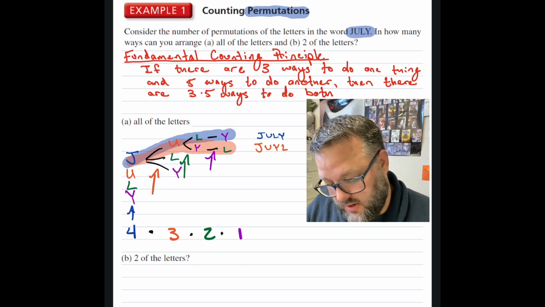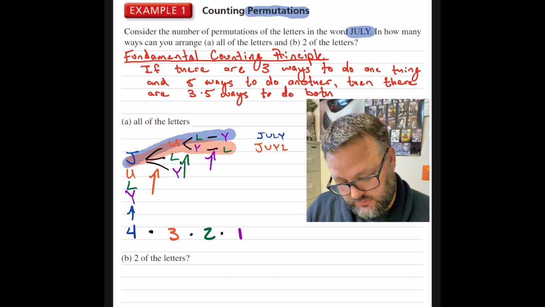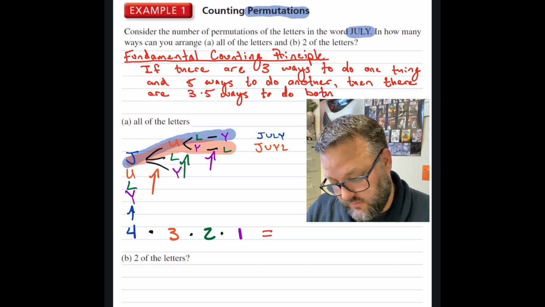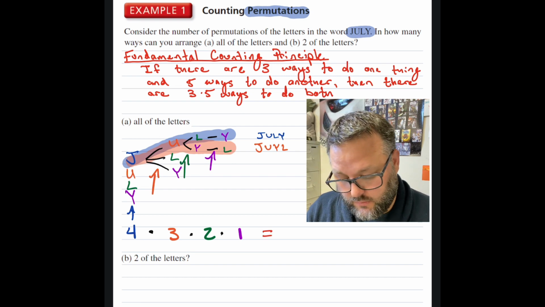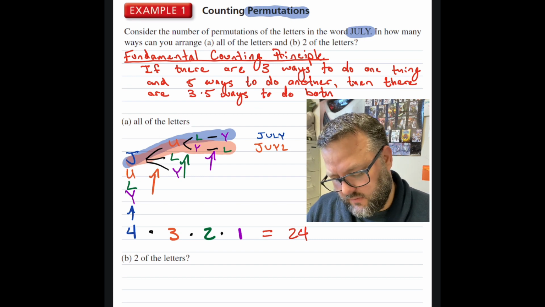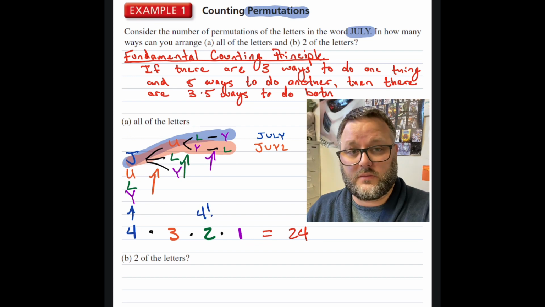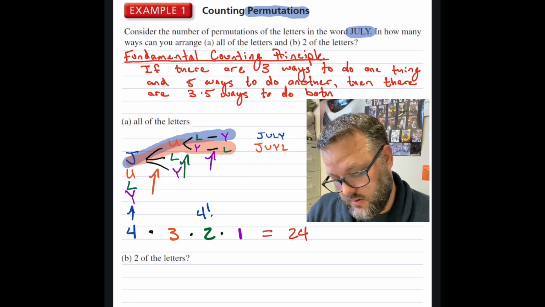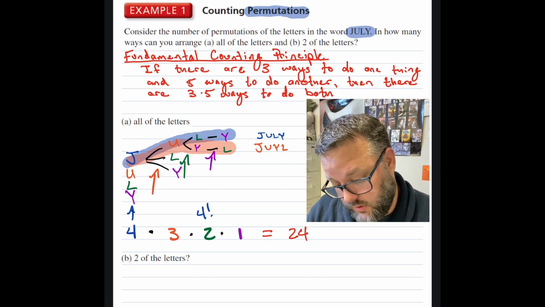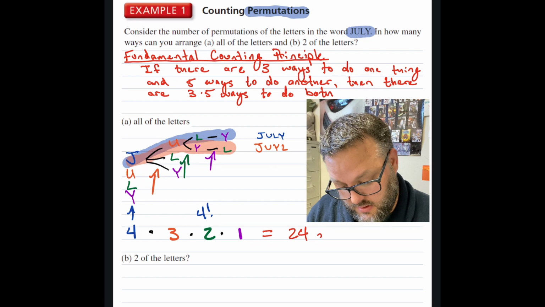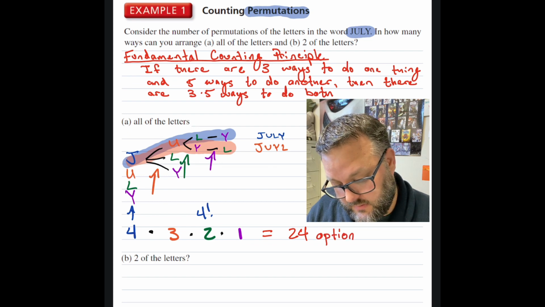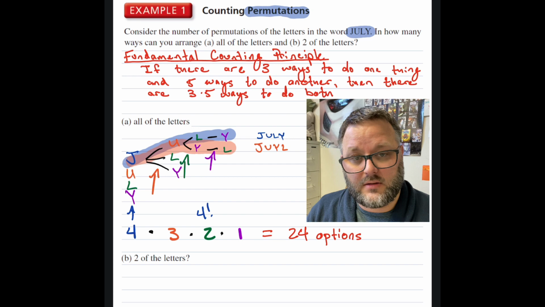So the fundamental counting principle says I take 4 times 3 times 2 times 1 to find my answer. And that's going to equal 4 times 3 is 12 times 2 is 24 times 1 is 24. Also, quick note, 4 times 3 times 2 times 1 can be written as 4 factorial. All right, so we have 24 options in order to write the word July in any order we want of those 4 letters.